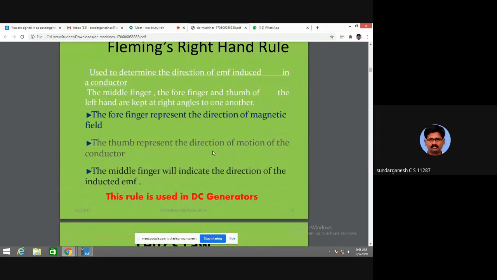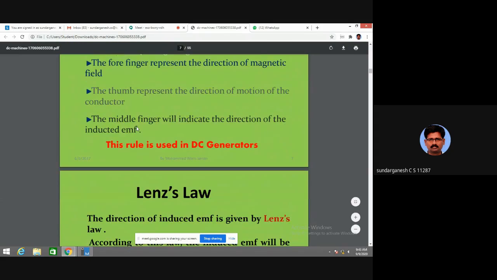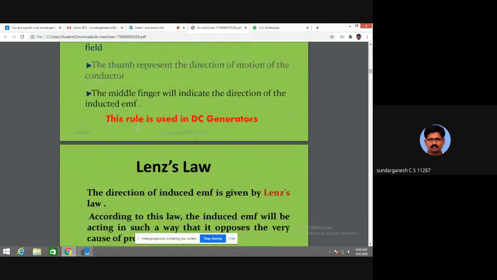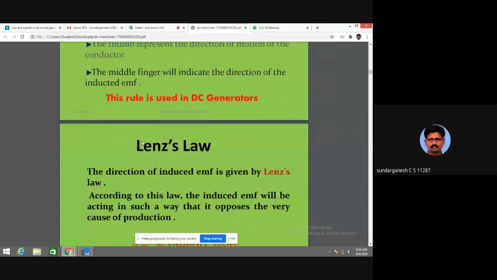The middle finger, forefinger and thumb of the right hand, it is not the left hand, it is the right hand, are kept at right angles. The forefinger represents the direction of the magnetic field. The thumb represents the direction of motion of the conductor. For example, when you give mechanical input with clockwise rotation, the current flows in one direction. If we change the rotation of the mechanical power, the current direction will be opposite to the previous. The middle finger indicates the direction of the induced EMF. This rule is used in DC generators.